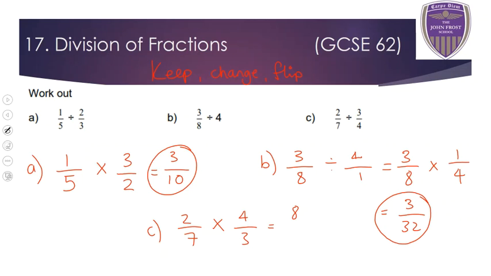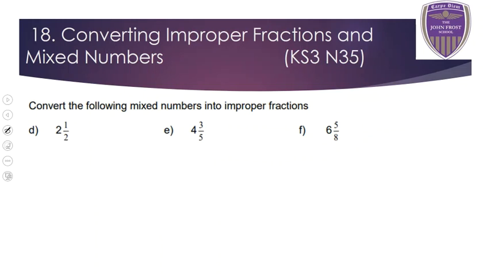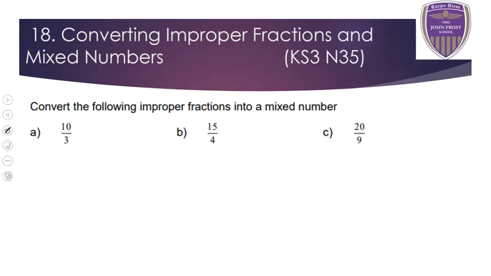2 times 4 is 8. 7 times 3 is 21. Can't simplify, that's your answer. Okay, so adding and subtracting, make the bottom numbers the same. Multiplying, times the numerators, times the denominators. Dividing, keep, change, flip. Moving on then, so the last few sections now are all to do with mixed numbers.